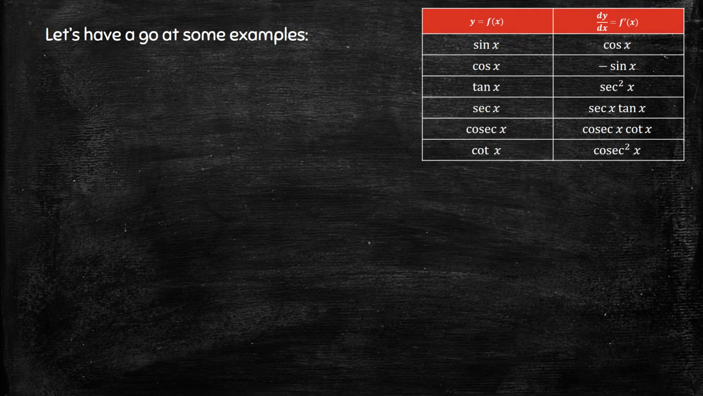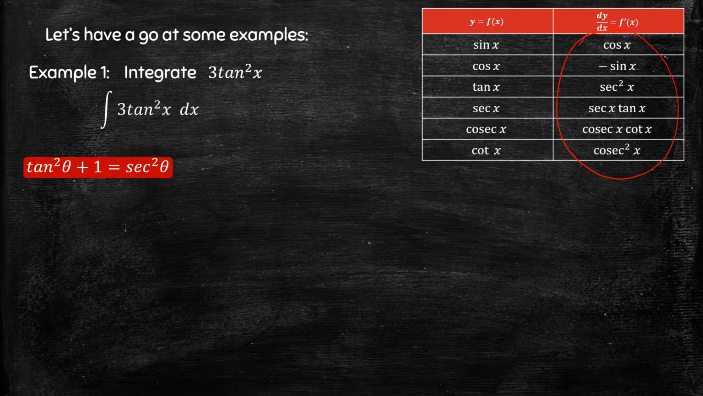So let's have a look at some. So I've put the snippet out of the formula sheet. So we want to get things looking like this right-hand side. So the first example is 3 tan squared x. And as you can see on the right-hand side of the table, there's no tan squared x. So we need to look and see if we can rearrange it. And what we find on the table, there's a formula that says tan squared theta plus 1 equals sec squared theta. And if you notice, sec squared x or sec squared theta is on that table. So that's what we want to get.